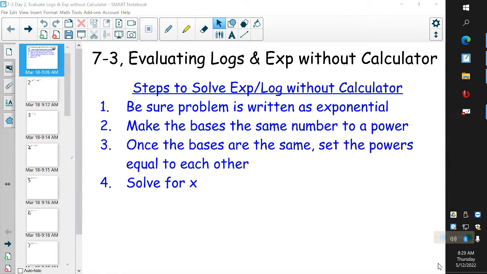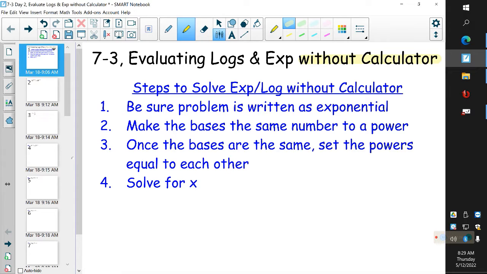Okay, today we're going to be evaluating logarithms and exponentials without a calculator. Some of you are going to freak out. If you really need your calculator, you can help yourself, but I want to make sure that you are trying this without the calculator. Step one, be sure the problem is written as an exponential.